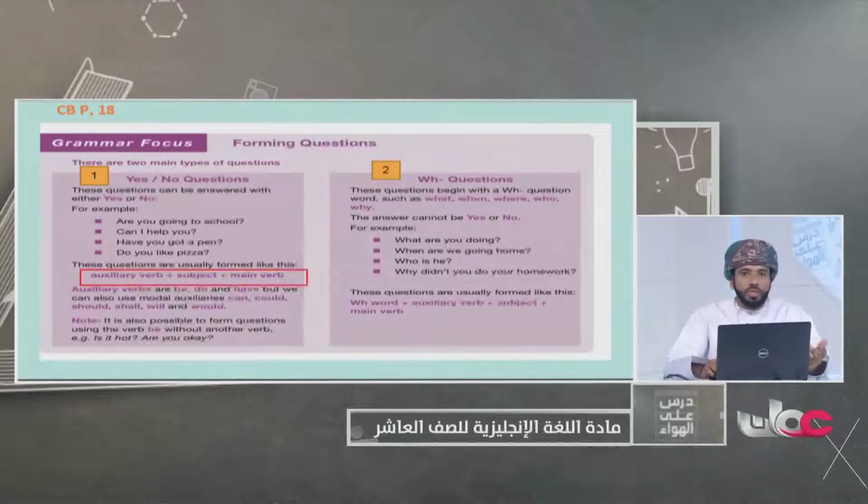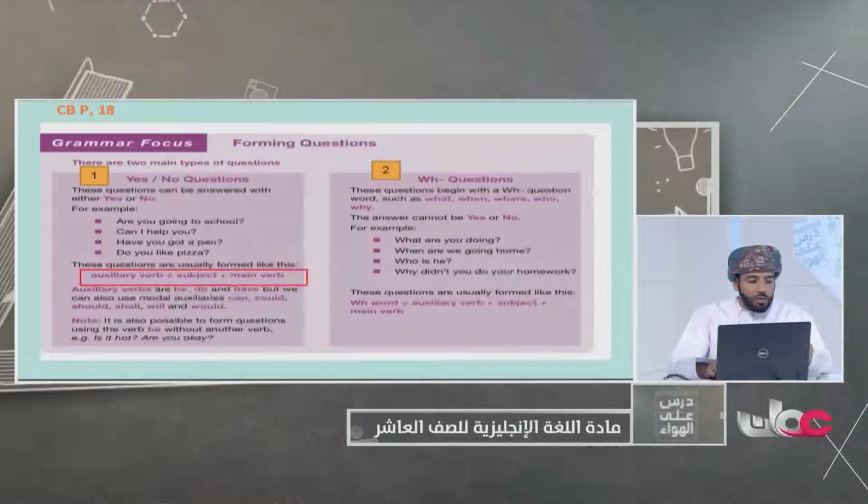What is the meaning of auxiliary verb? Auxiliary verbs are be, do, or have, but you can also use modal auxiliaries like can, could, should, shall, will, and would. So these are the auxiliary verbs and the modal auxiliaries. We should put them at the beginning, then follow them with a subject, then the main verb.